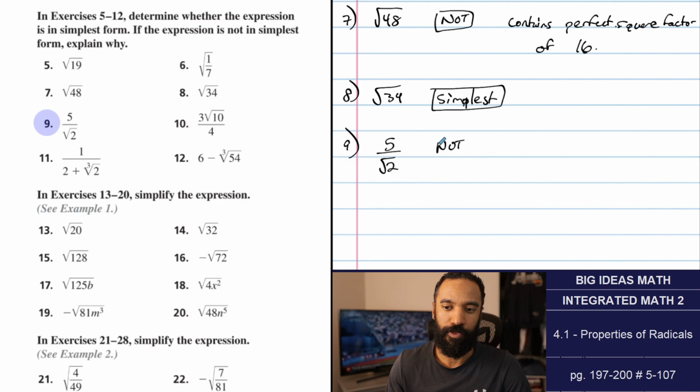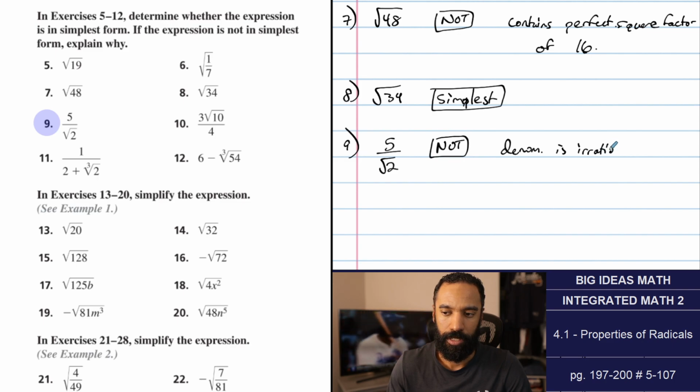This is not in simplest form. Denominator is irrational.